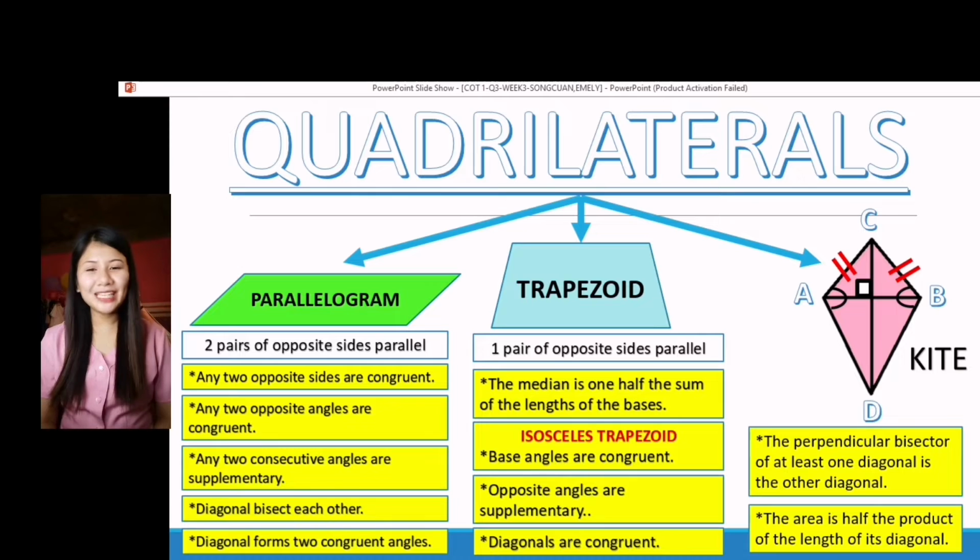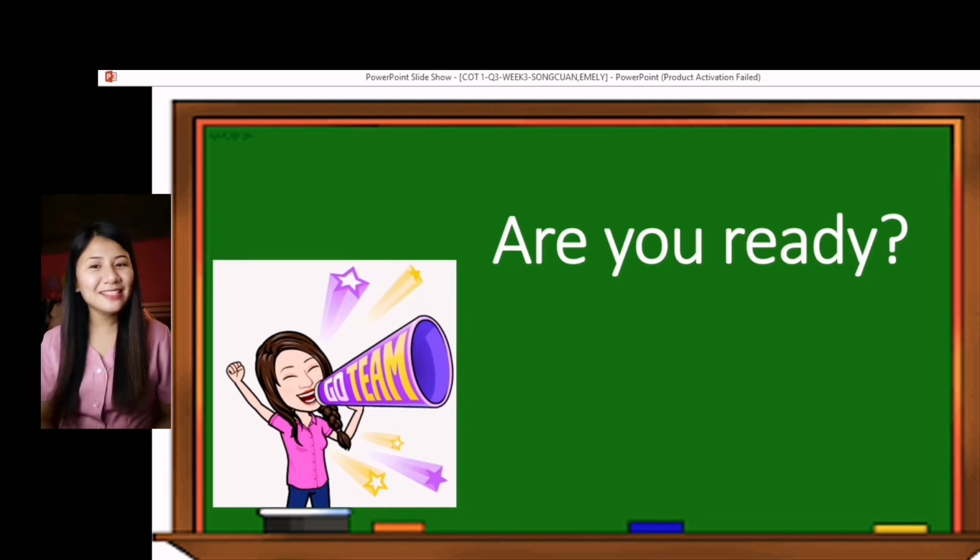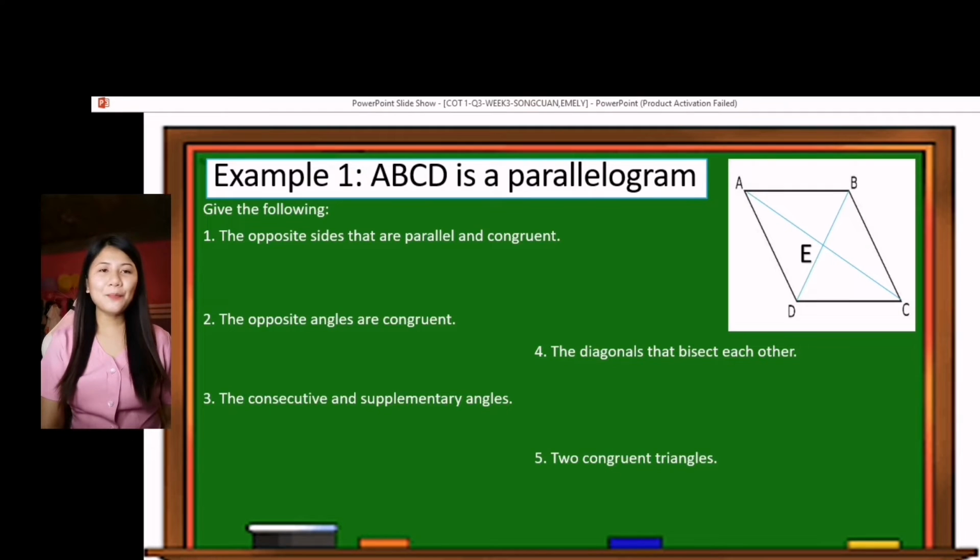So those were the important concepts and properties that we need to remember, because later on, we will apply them in solving problems. So my dear students, are you ready? Okay, let's get started! Example number 1. We have ABCD is a parallelogram. Give the following. Question number 1, the opposite sides that are parallel and congruent. So here, we're going to name those opposite sides that are parallel and congruent.